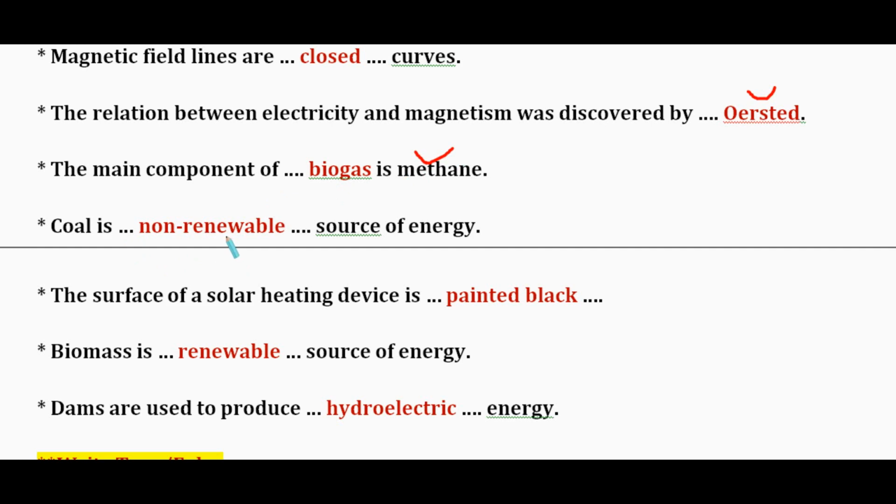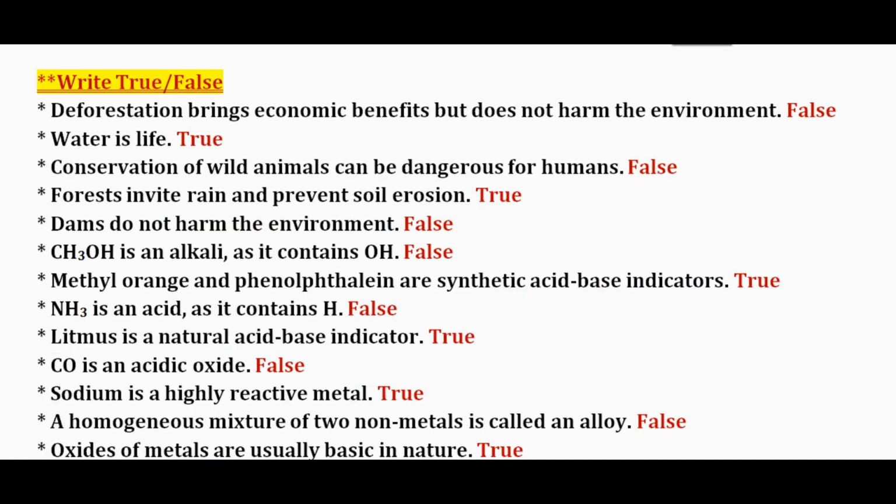Coal is a non-renewable source of energy. The surface of solar heating device is painted black. Biomass is renewable source of energy. Dams are used to produce hydroelectric energy.